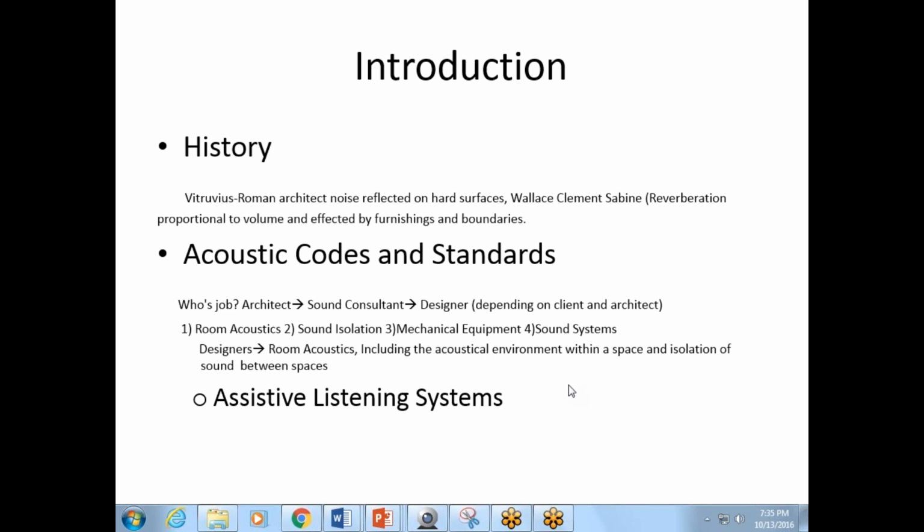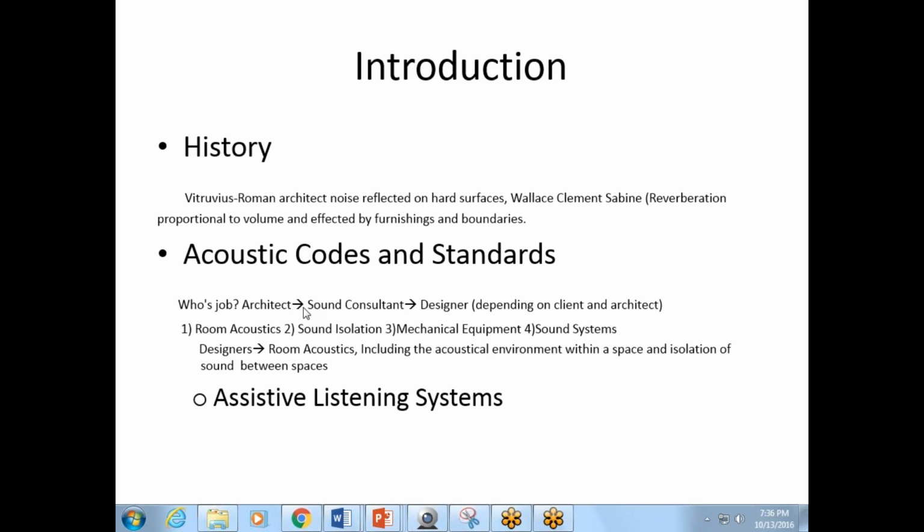Wallace Clement Sabine did a more intimate study of the reverberation of sound proportional to volume and how it's affected by furnishings as well as boundaries. Also in this chapter, we're going to be looking at acoustic codes and standards and what our roles as designers are within this. So whose job is it? Is it the architect? Is it a sound consultant? Where do we fall? I kind of created an initial chain to give you an idea of where we're going.